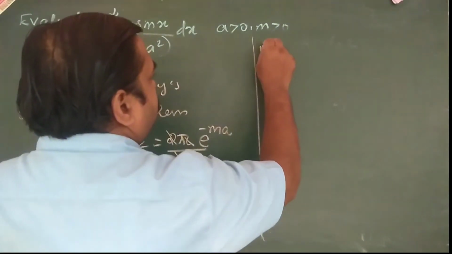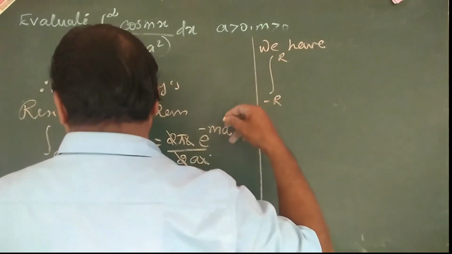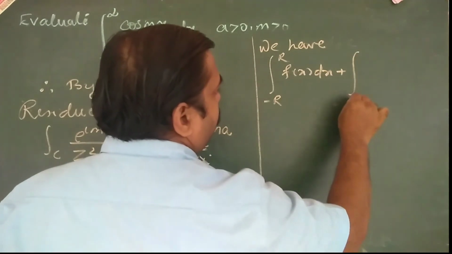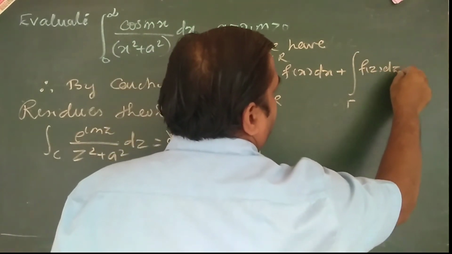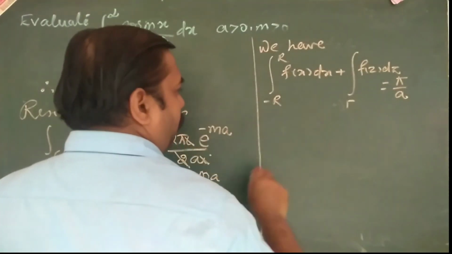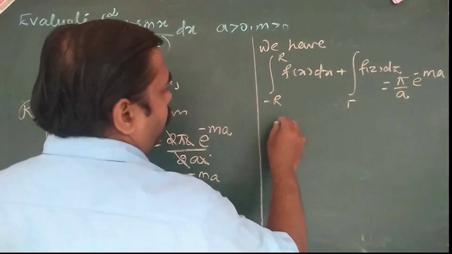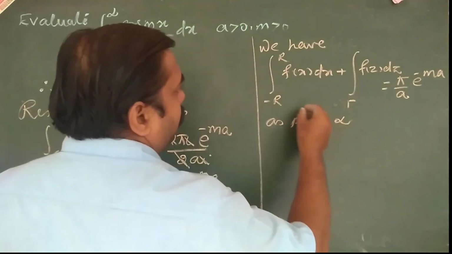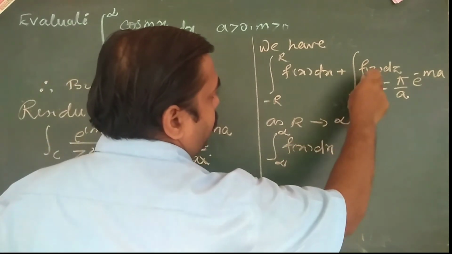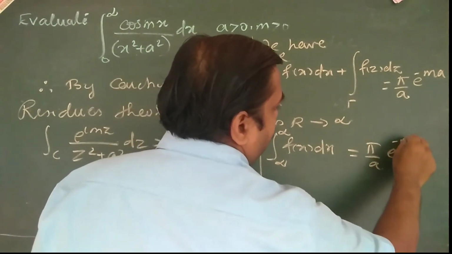We have integral minus r to r f of x dx plus integral f of z dz is equal to our this one, pi by a into e raised to minus ma. As r tends to infinity, integral minus infinity to infinity f of x dx, this is Jordan's lemma, this value is equal to 0, that is pi by a e raised to minus ma.